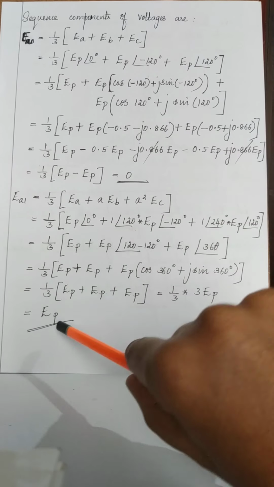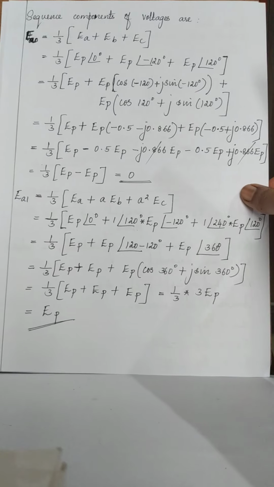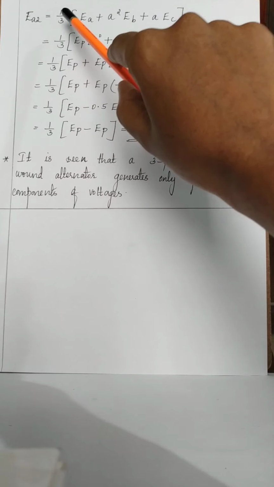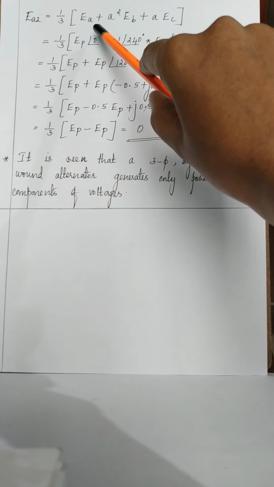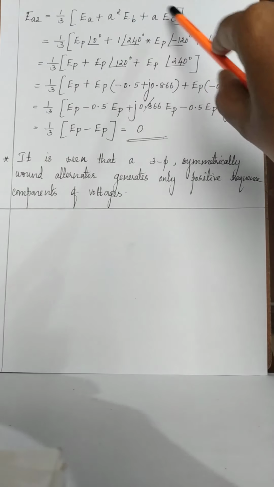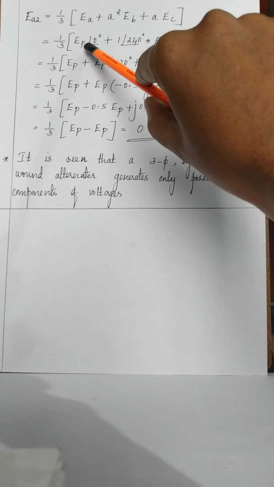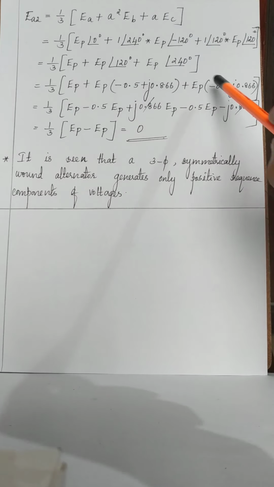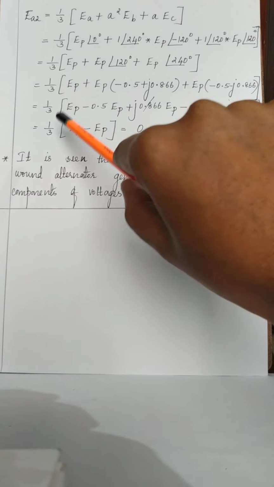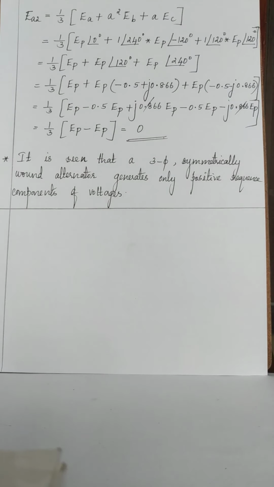So you will get EA1 as EP. The same way, the negative sequence component EA2 is equal to 1 by 3 of EA plus a square EB plus aEC. A square we know, a we know, EB, EC, EA, everything is to be substituted. Simplify, expand, write it in rectangular form, cancel out the possible terms, and you will get EA2 equal to 0.